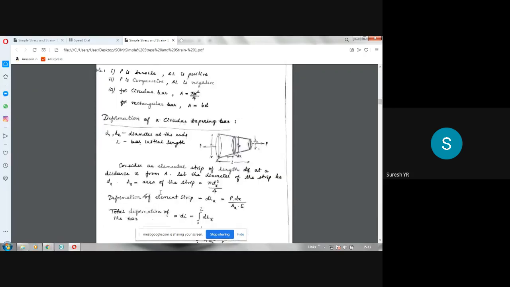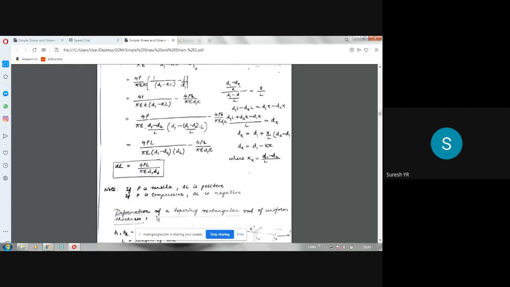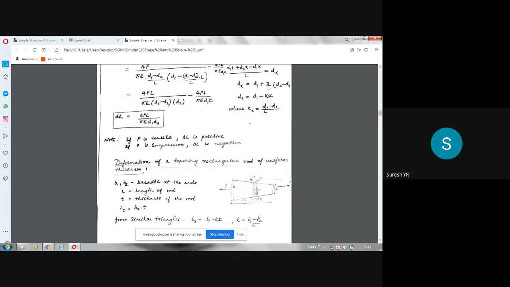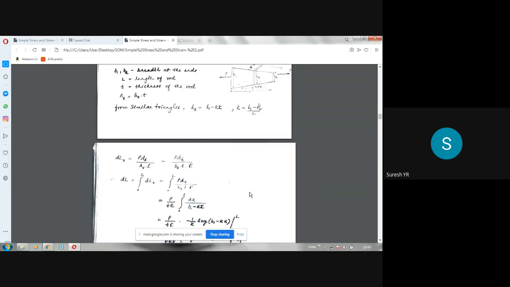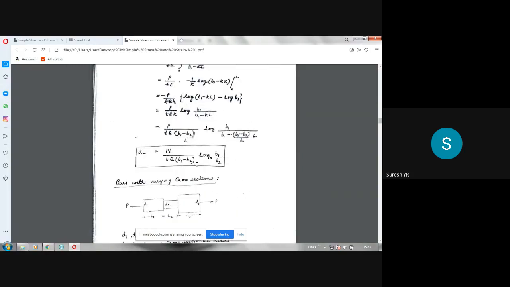The next two are different derivations. First, tapering circular, where the diameter is increasing or decreasing, it is not constant. Then the formula is this. Then rectangular tapering, where the cross section is varying, thickness is constant, but width is varying. In that case, the formula is this, the elongation of a tapering rectangular bar. These three formulae you should remember because they may give a problem. If there is a derivation, you can do it like this, or if they ask a problem, you should know the formula. But units are very, very, very important.